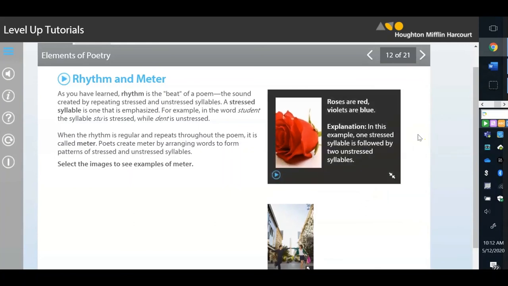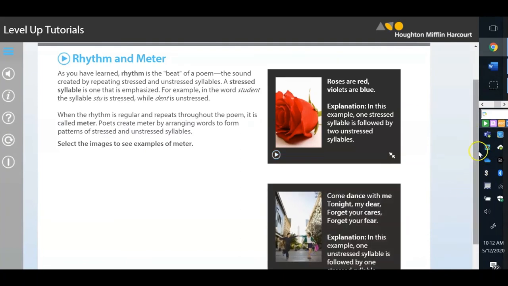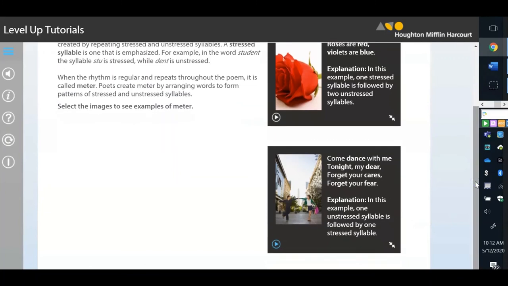Roses are red, violets are blue. Explanation. In this example, one stressed syllable is followed by two unstressed syllables. Come dance with me. Tonight, my dear, forget your cares. Forget your fear. Explanation. In this example, one unstressed syllable is followed by one stressed syllable.